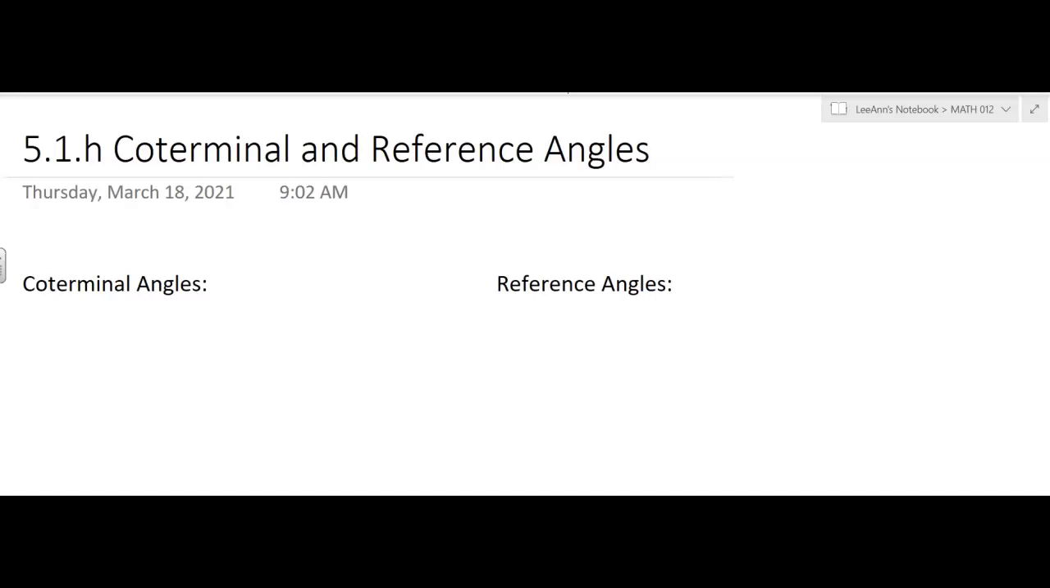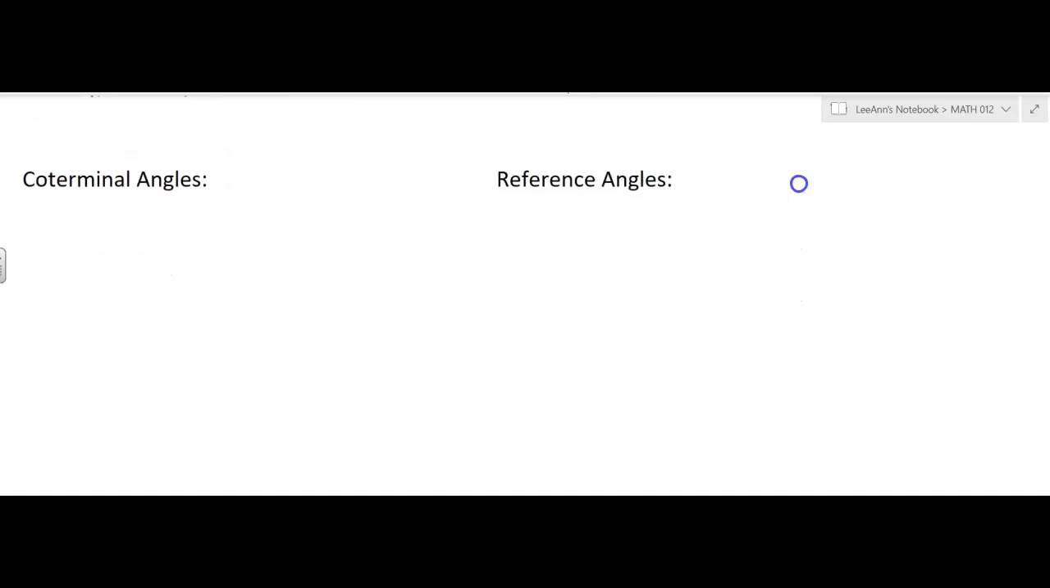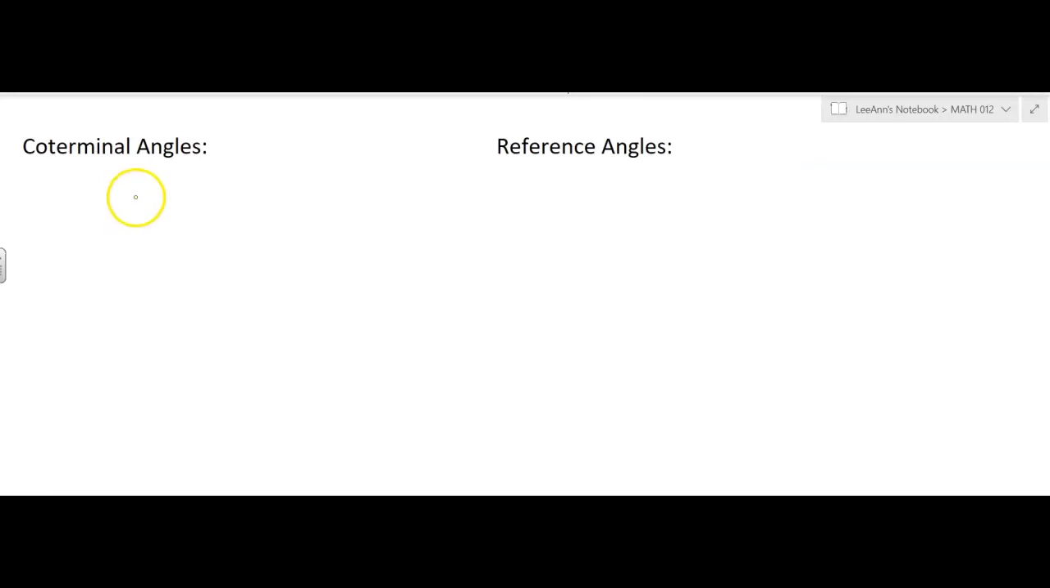All right, so we're going to talk about coterminal angles first, and then we'll talk about the reference angles. So let's say we have the coordinate system here, and let's say we have an angle in standard position. Let's say it's 60 degrees, okay? So here's the initial side, and here's the terminal side. And we're saying, okay, this right here, from initial to terminal side, is 60 degrees.